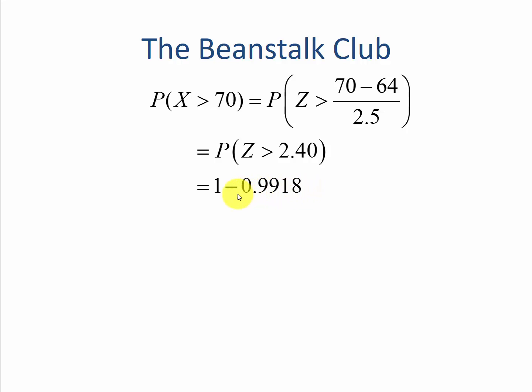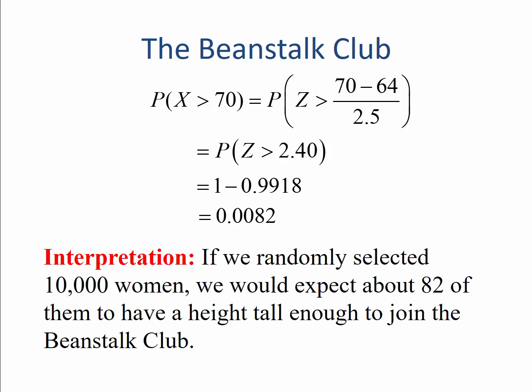Since we want to know the probability to the right, we do 1 minus that area, and we get a probability of 0.0082. So the interpretation would be, if we randomly select 10,000 women, we would expect about 82 of them to have a height tall enough to join the Beanstalk Club.